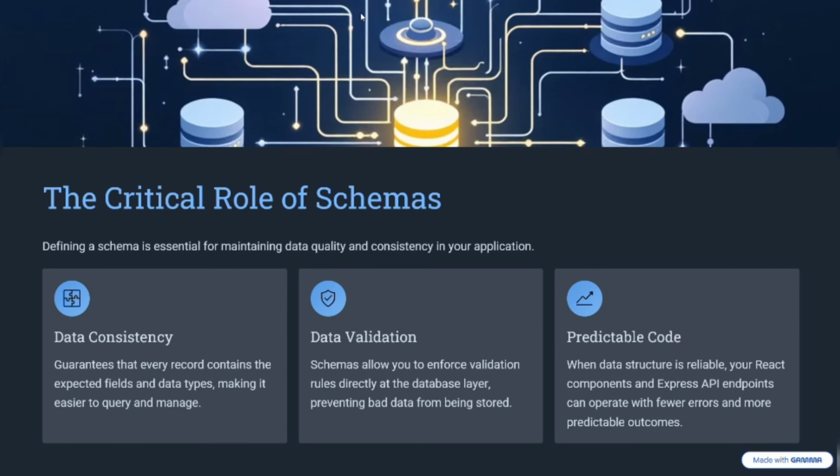So the critical role of schemas, meaning why schemas are important. Without a schema, data can become messy. Using schemas ensures all documents have the right structure and type. For example, every user has a name, email, and password. So a schema keeps the data consistent, prevents missing or wrong data, and helps with debugging too. So this is about the critical role of schema. Let's move to the next slide.